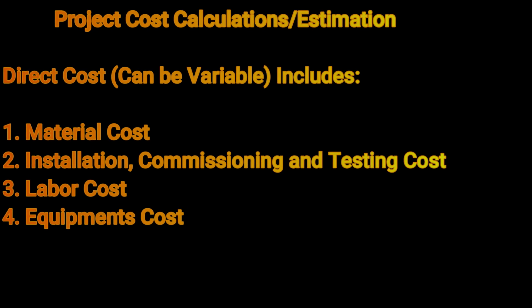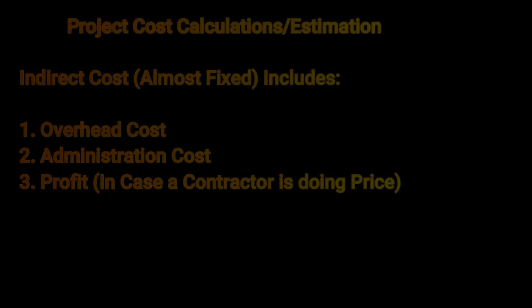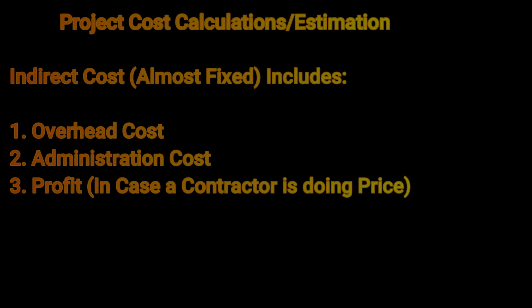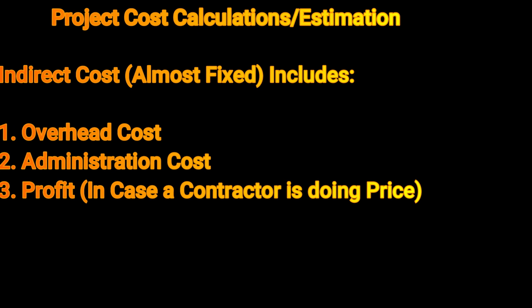Direct cost includes material cost, installation, commissioning and testing cost, labor cost, and equipment cost. Indirect cost includes overhead cost, administration cost, and profit.